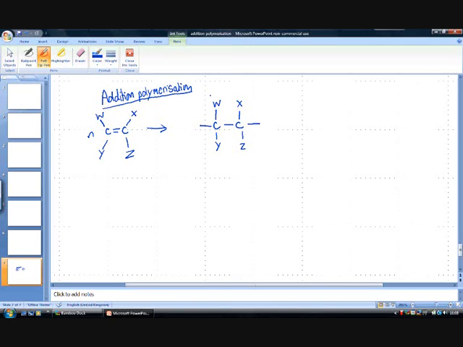So the monomer unit, the alkene monomer unit, joins together to make a polymer, and you show it's a polymer by drawing the square brackets around and putting an N in front. So if I start off with N number of monomers, I can put my N number of polymer units.